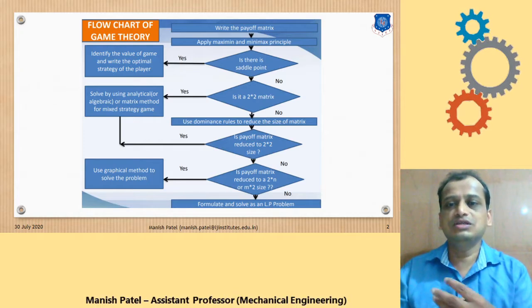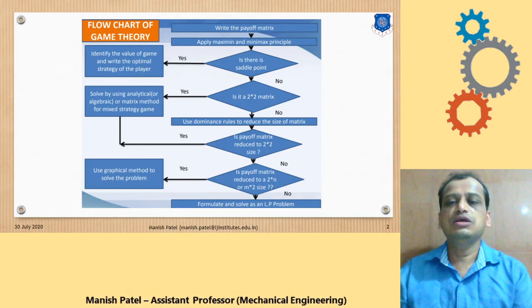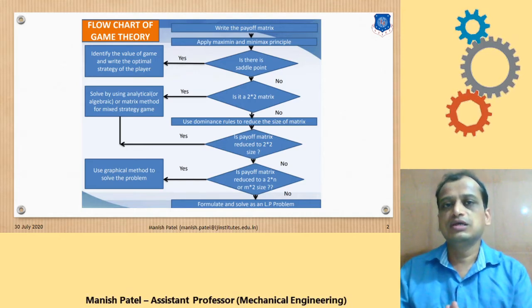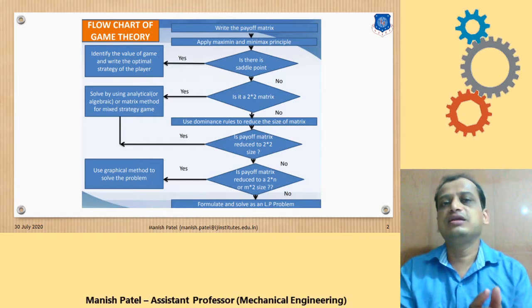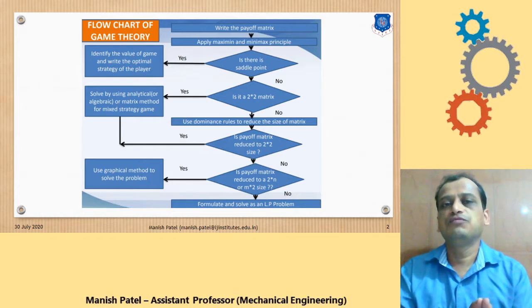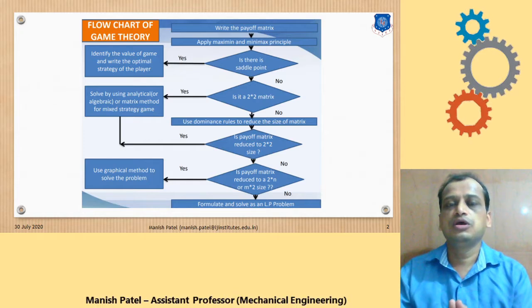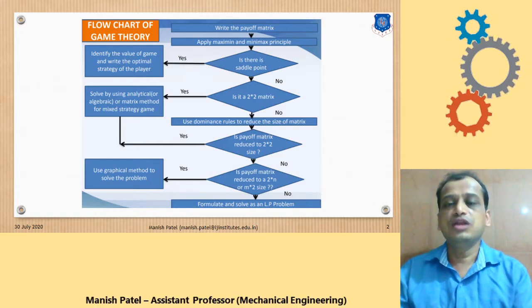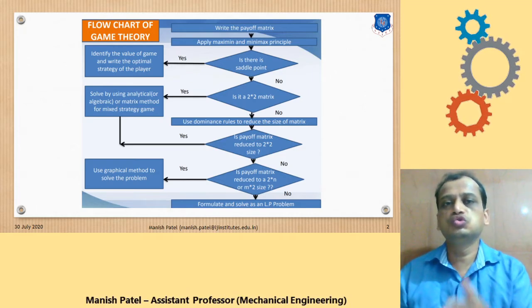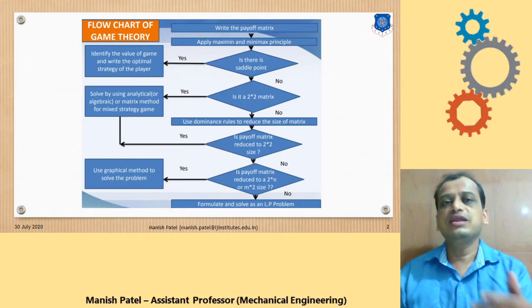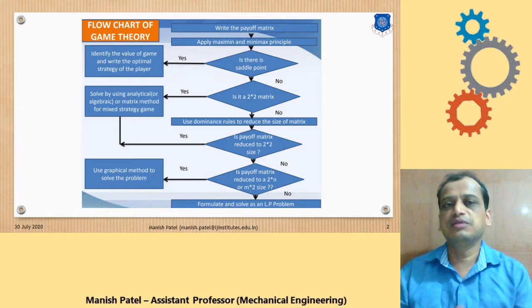Now, what is the third step? Third step, sorry, the fourth step: is it a 2 cross 2 matrix? If yes, then you have to solve with the help of analytical method, algebraic method. We have solved the problem based on these methods in previous lectures. Clear? If no, then you have to use the dominance principle to reduce the matrix to 2 cross 2 matrix so that you can easily solve the problem with the help of analytical methods or algebraic method.